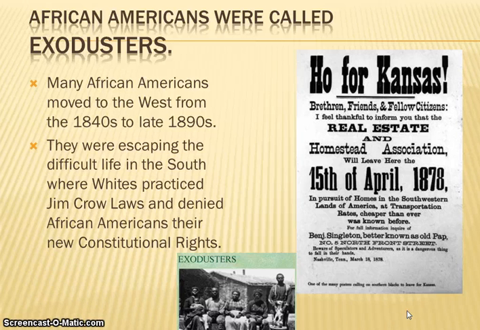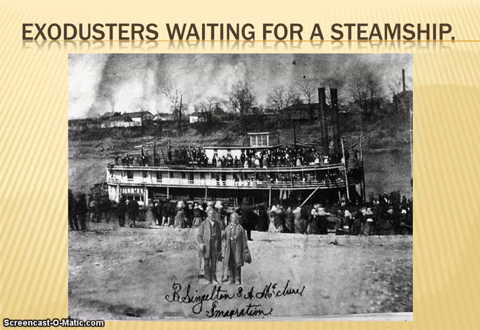For example, the grandfather clause was put in place, which basically said if your grandfather couldn't vote, you couldn't vote. Makes it really difficult if you're a slave or a former slave, because you likely had no relative that had been able to vote. So these folks were moving out west, seeking new economic opportunities and personal freedom.